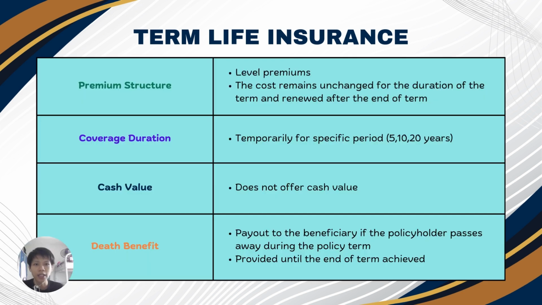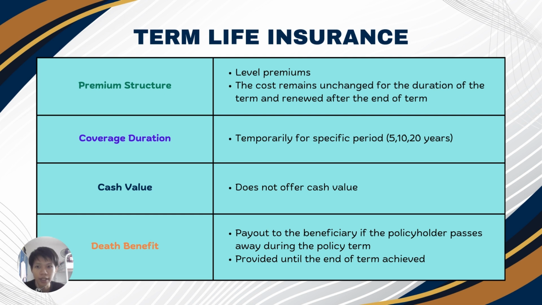Now I would like to explain the key features of term life insurance. The premium payment structure for term life insurance is level premium, which means the cost remains unchanged for the duration of the term, but the value of the premium will change after the end of the term. The coverage duration for term life insurance is temporary, for a specific limited period such as 5, 10 or 20 years.